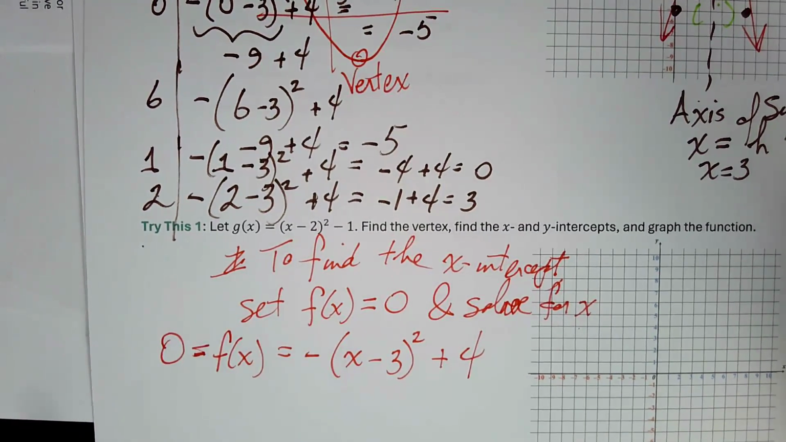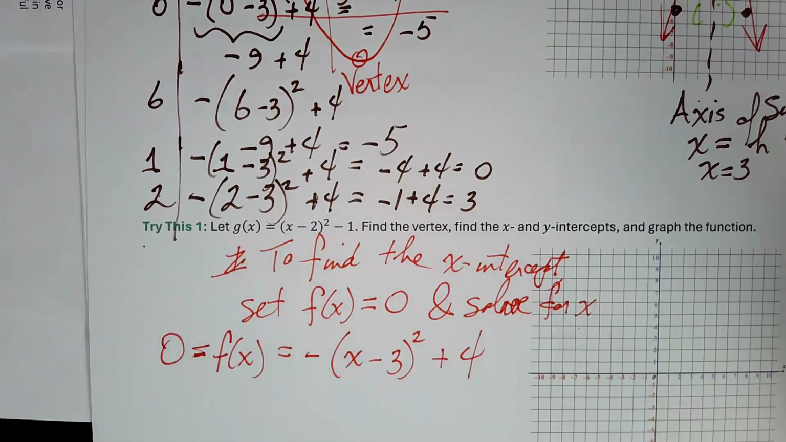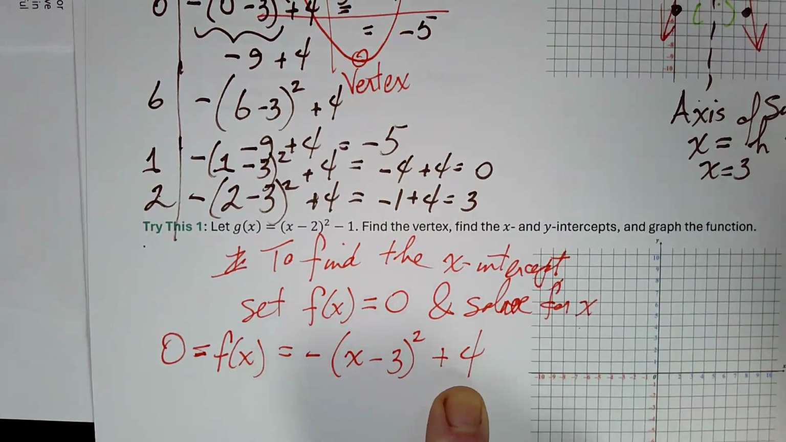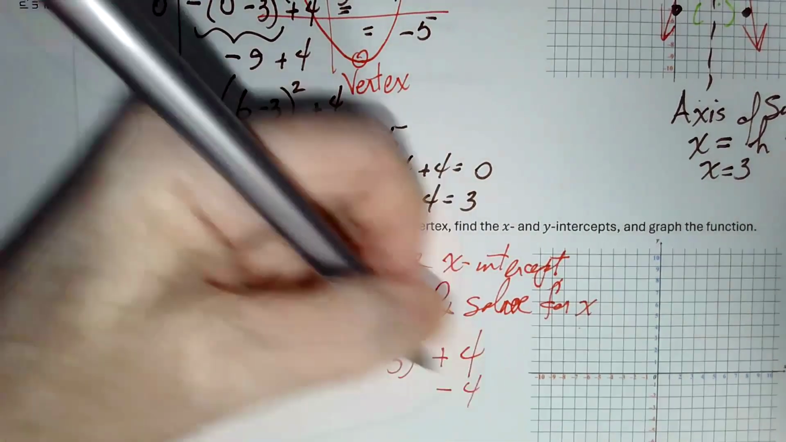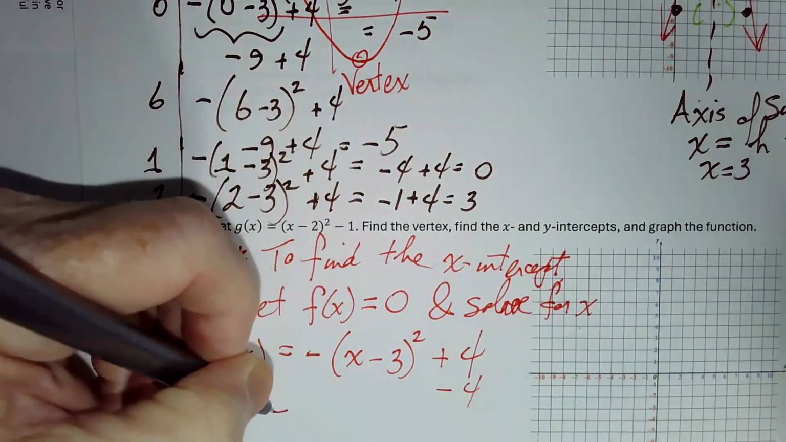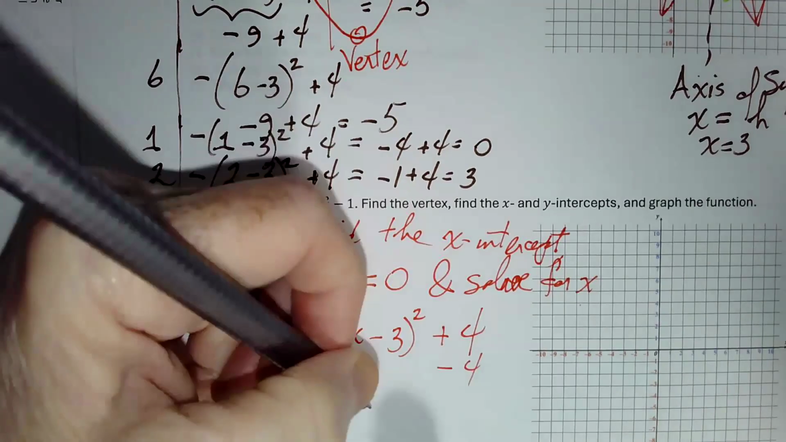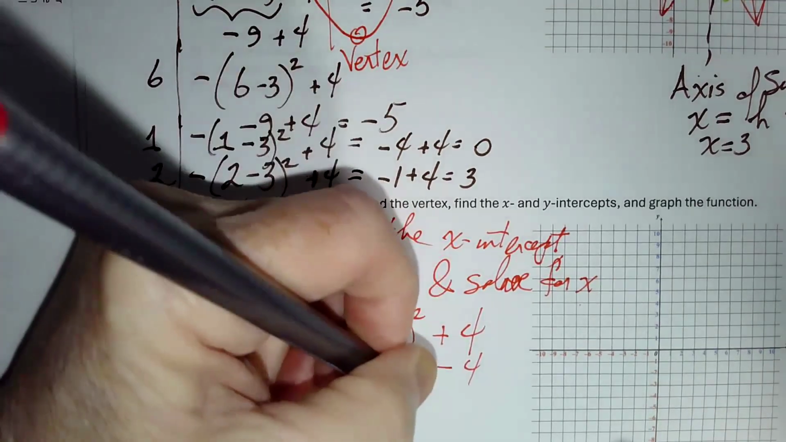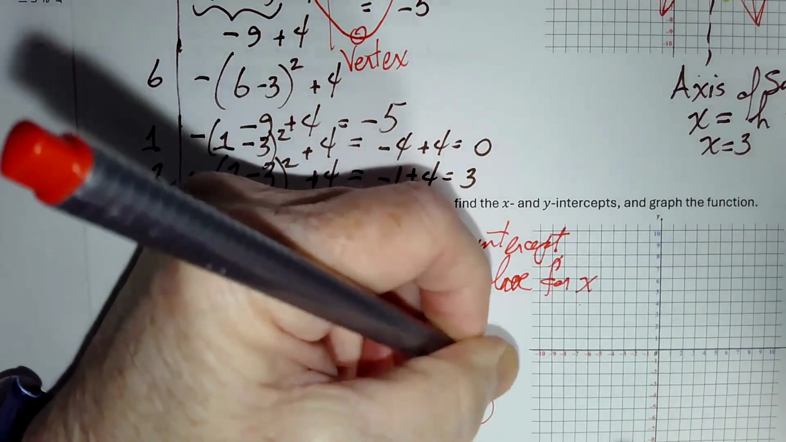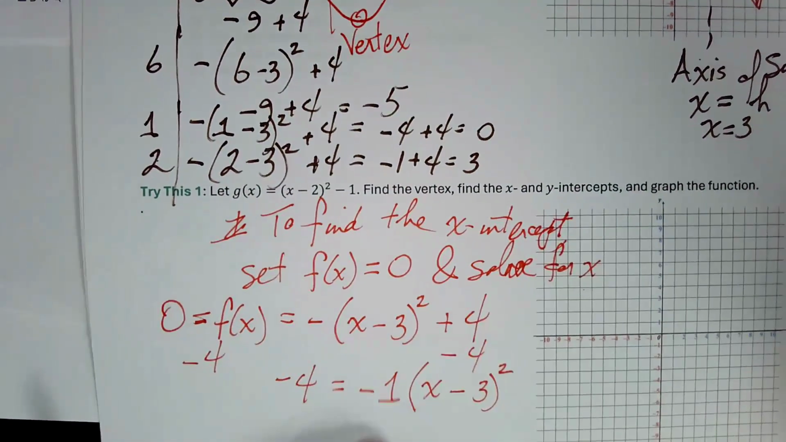One way that we can do this is by getting everything that isn't x on the opposite side of the equal sign from x. So what do you want to move? The 4. And how do we move a positive 4? Subtract 4 from both sides. So that gives us -4 is equal to, and I'm going to write this negative sign as a -1, just to help me remember what it means to have that negative out front.